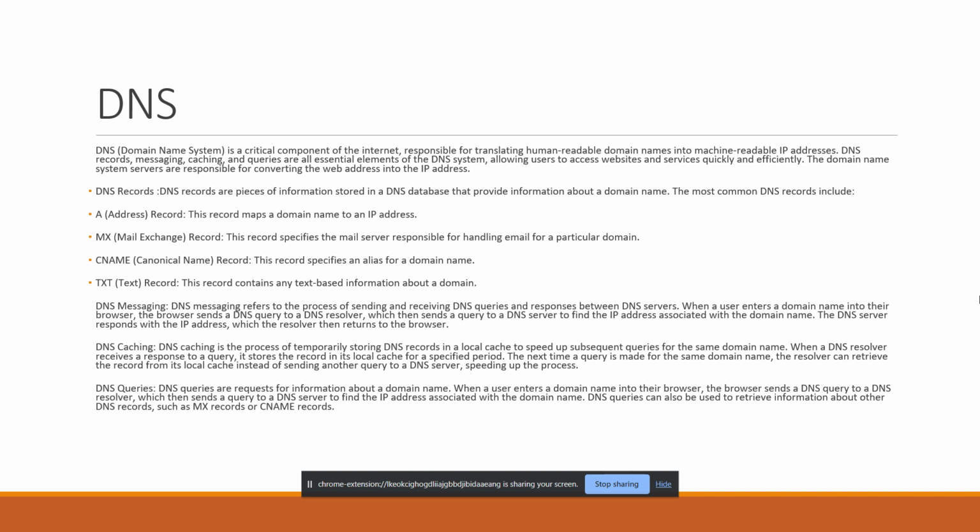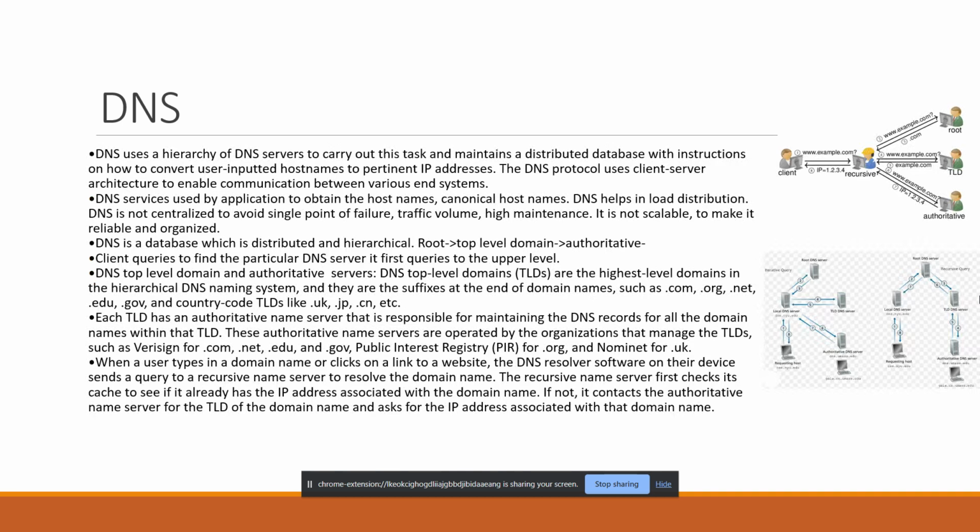DNS queries are requests for information about a domain name. When a user enters a domain name, the browser sends a DNS query to a DNS resolver, which then sends a query to a DNS server to find the IP addresses associated with that domain name. So the DNS uses a hierarchy of DNS servers to carry out this task and maintain a distributed database with instructions on how to convert user-inputted hostnames into pertinent IP addresses.